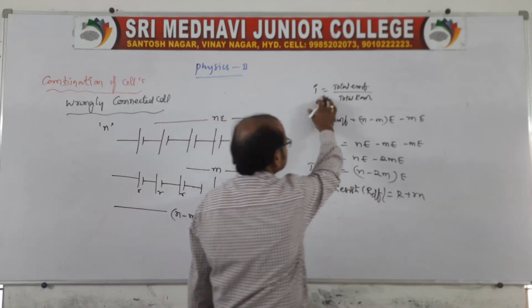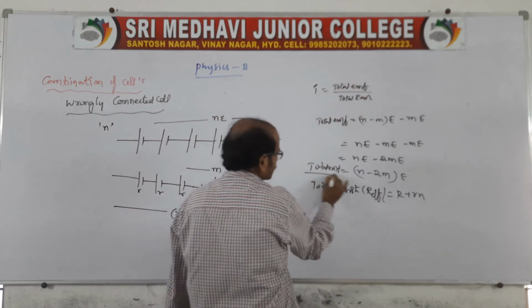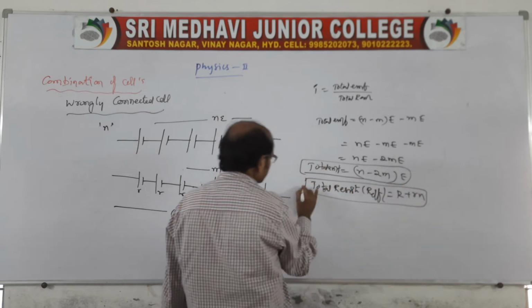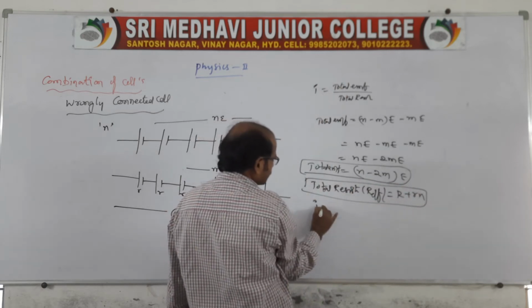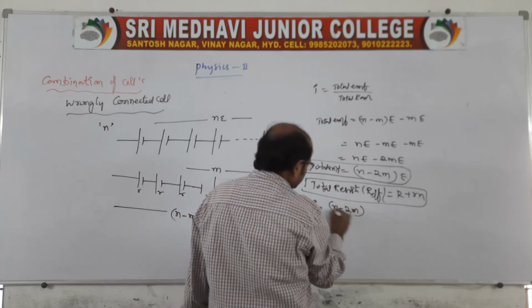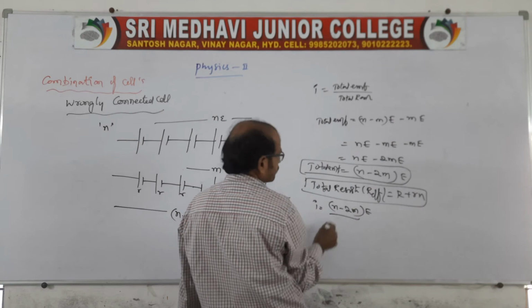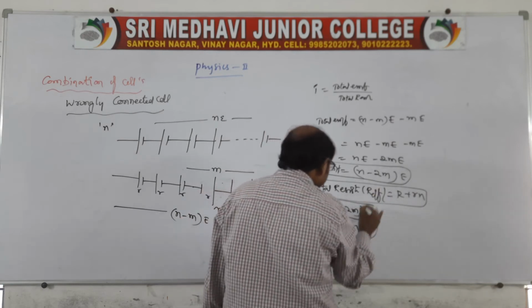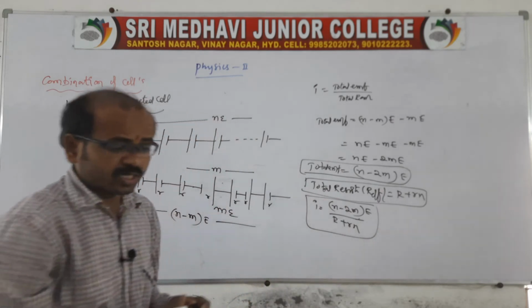Now you take the total EMF by the total resistance. This will be the total EMF and this will be the total resistance. So now here you substitute: I is equal to the total EMF, which will be (n minus 2m) into E, by the total resistance, which will be capital R plus Rn. This is when the cells are wrongly connected.